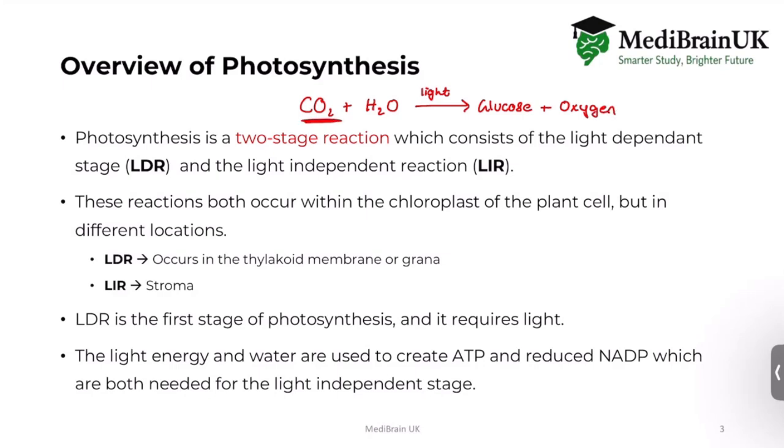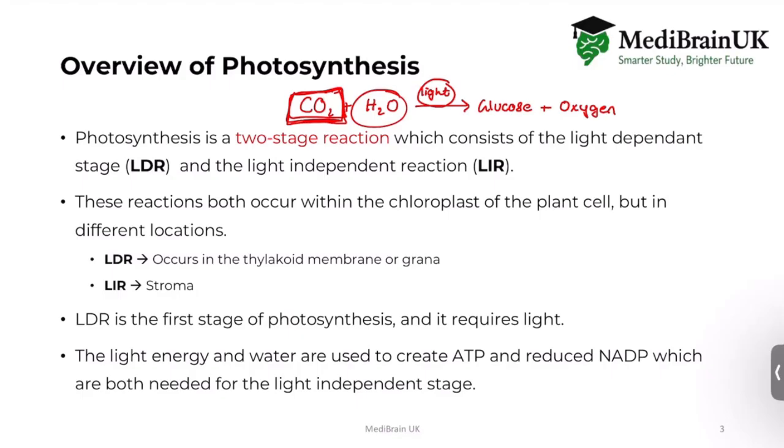Now, carbon dioxide is a reactant. However, in the light-dependent reaction, we don't actually use carbon dioxide. Carbon dioxide comes in for the second stage, the light-independent reaction. It's independent of light, it doesn't need light, it needs carbon dioxide. In the first stage, the light-dependent reaction, you're going to have light and you're going to have H2O. You're going to have both of them as your reactants.